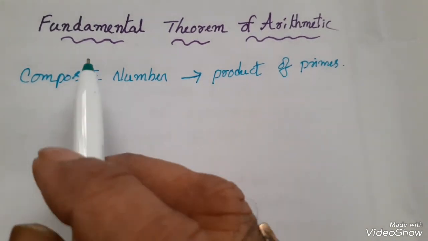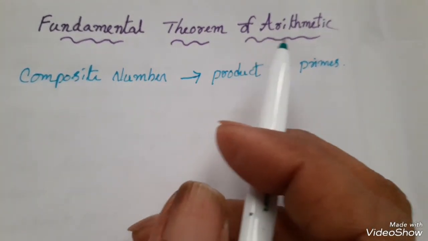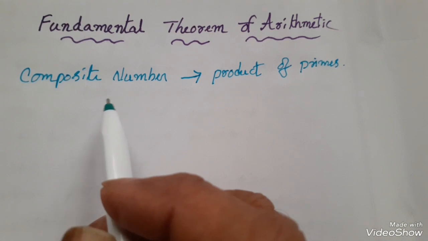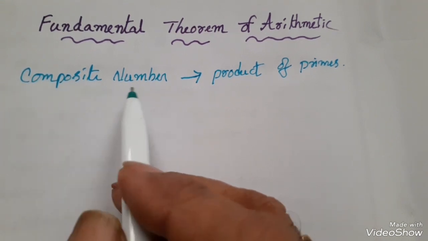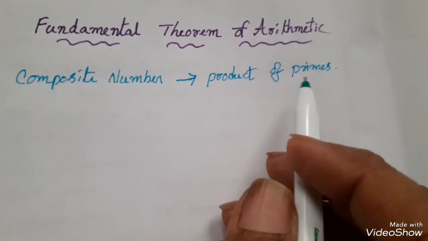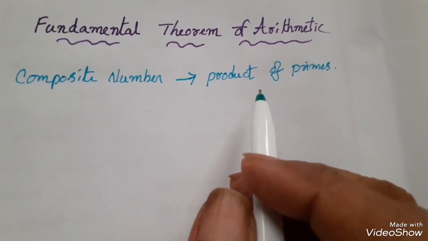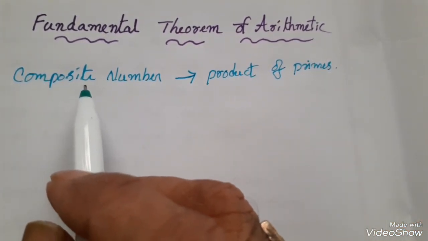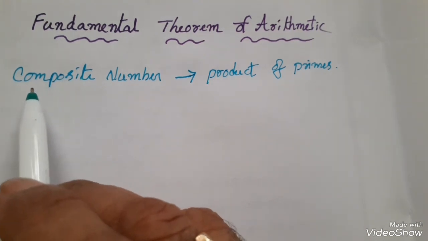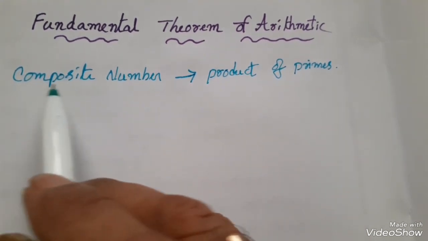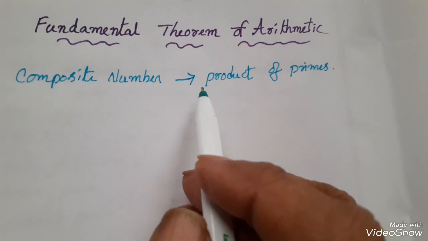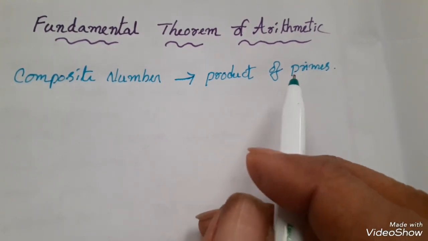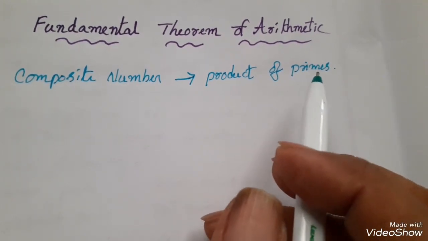Now first let us see what is the fundamental theorem of arithmetic. Every composite number, any composite number, we can express as a product of primes in a unique way. This is the fundamental theorem of arithmetic.